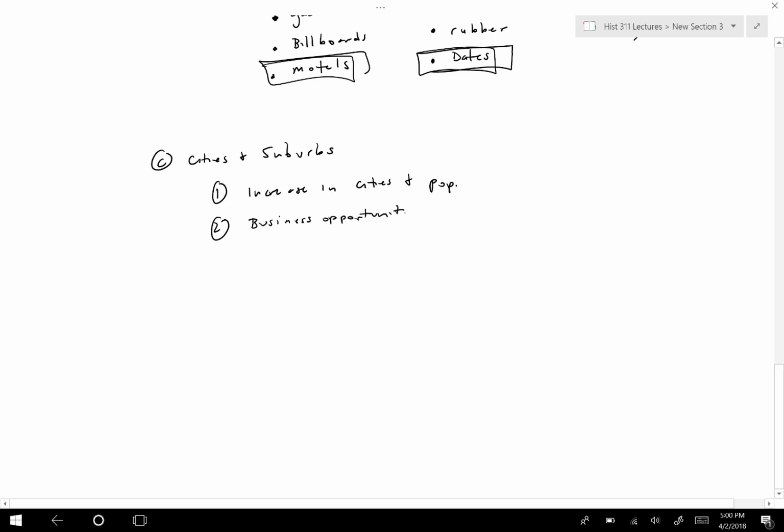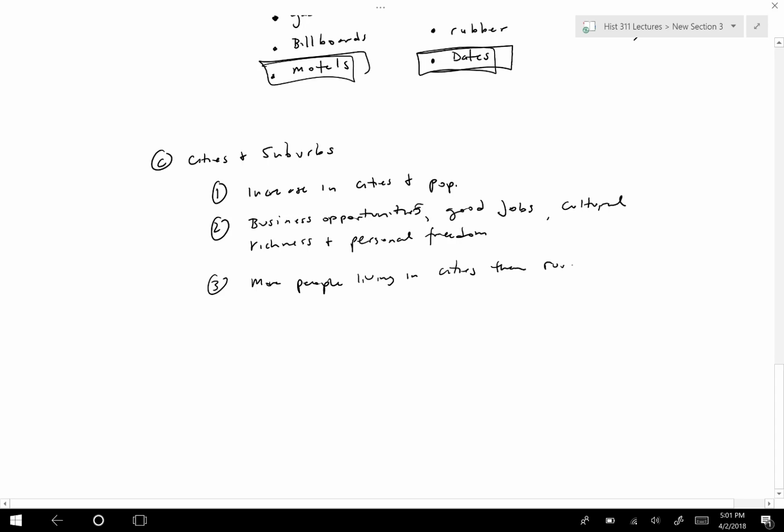And again, this is in the 1920s. Good jobs, cultural richness, and personal freedom. Right, more people were living in the cities than rural areas.